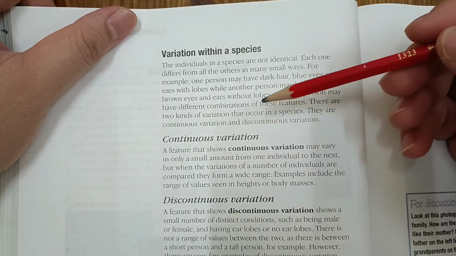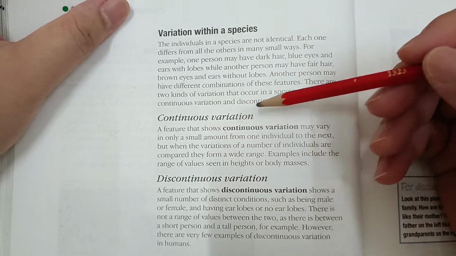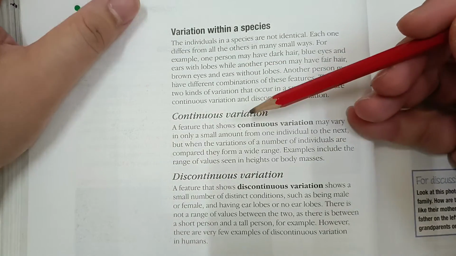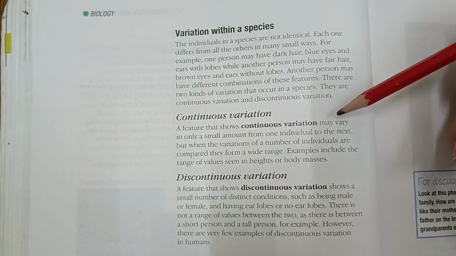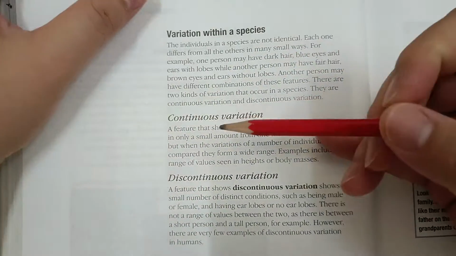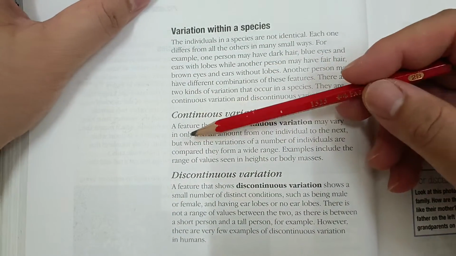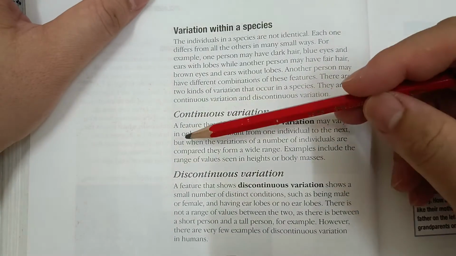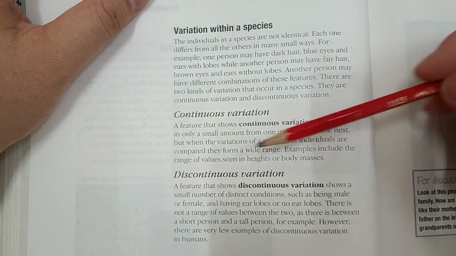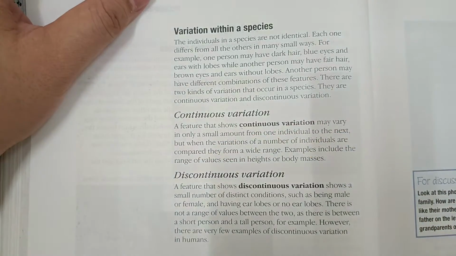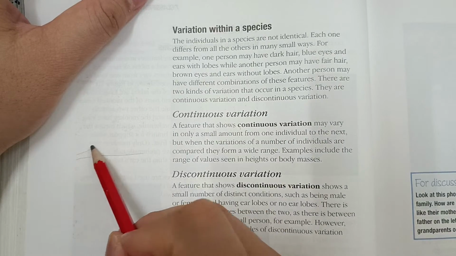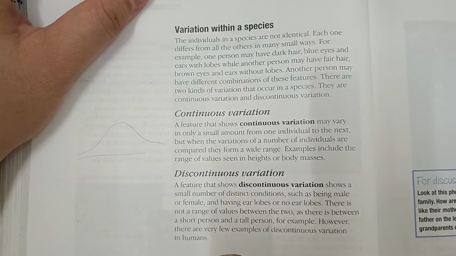So we have two types of variation in the species, which are continuous and discontinuous. A feature that shows continuous variation may vary in only a very small amount from one individual to the next, but when the number of variations are compared they form a wide range. Examples include the range of values of height or body mass. So you can see the graph looks like this one. So this is continuous variation.